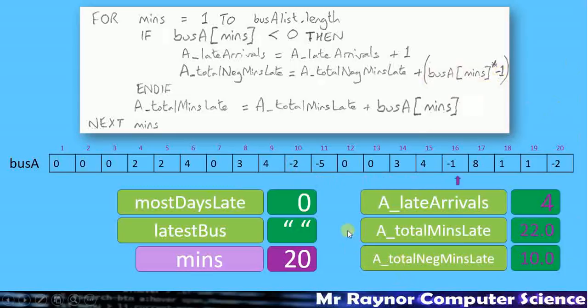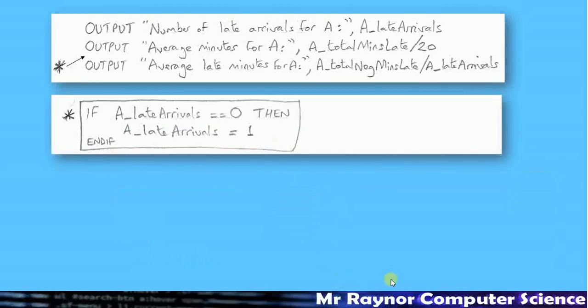Let's whiz on a bit further. So hopefully you've seen the process through enough by now. I've whizzed all the way along, so mins is now 20, the index down here. And by that point, as we saw before, we should have got to a total of 22. And total negative minutes has ended up as 10. So it's added up the -2, the -1, the -5 and the -2. And I'm really hoping my maths is right on that. Okay, but obviously you'd rely on the program to get it right for you.